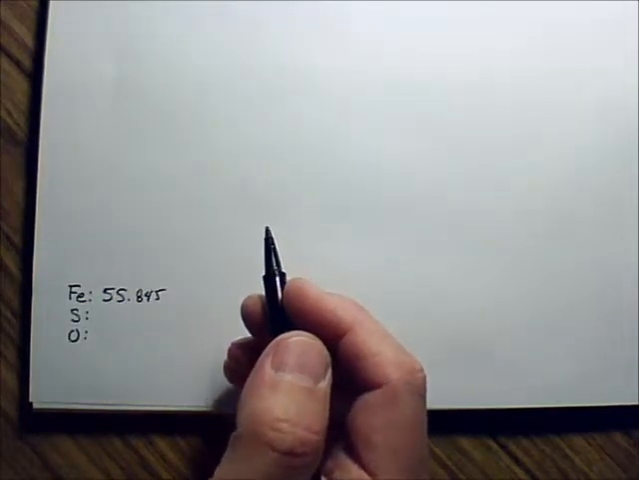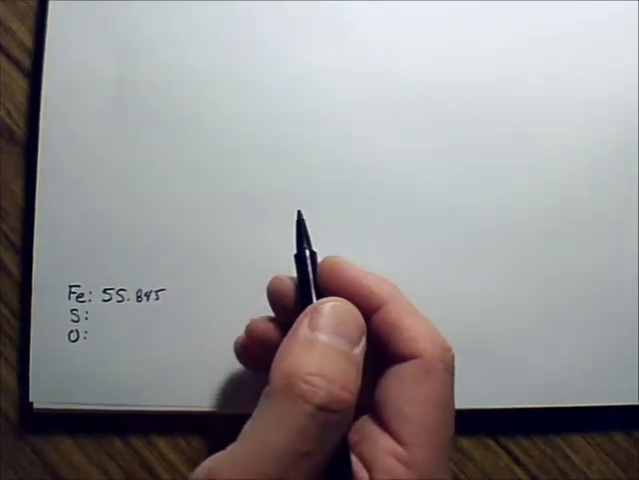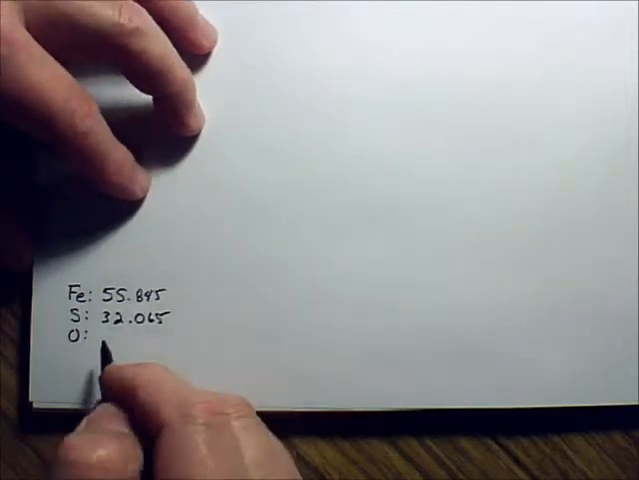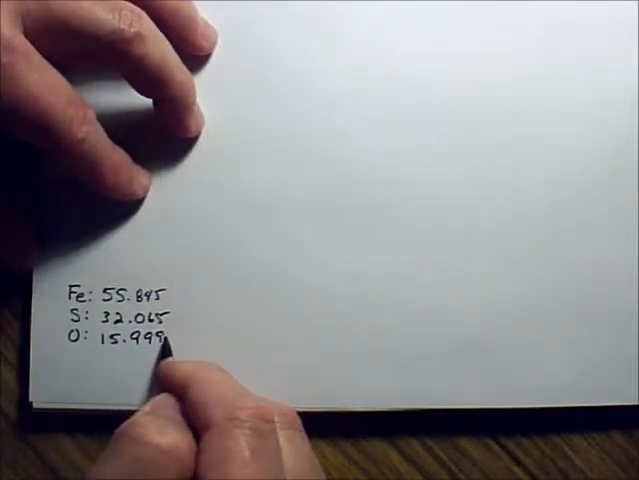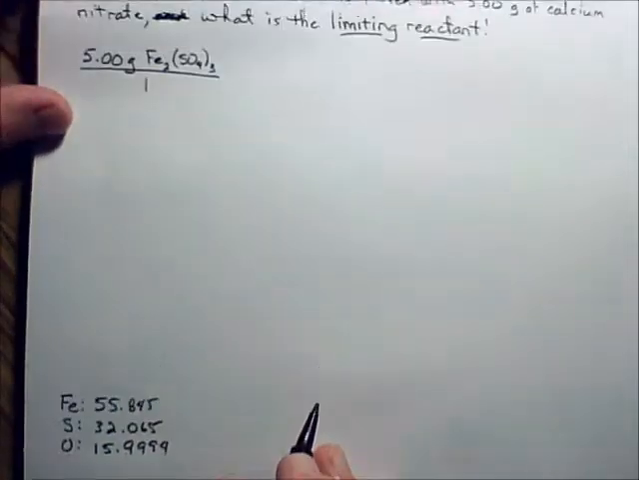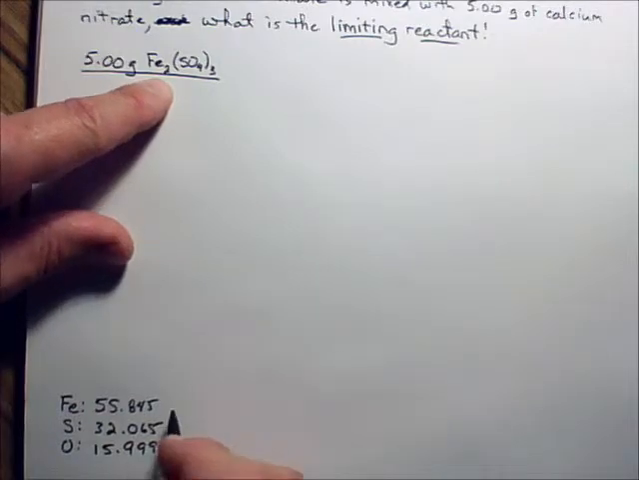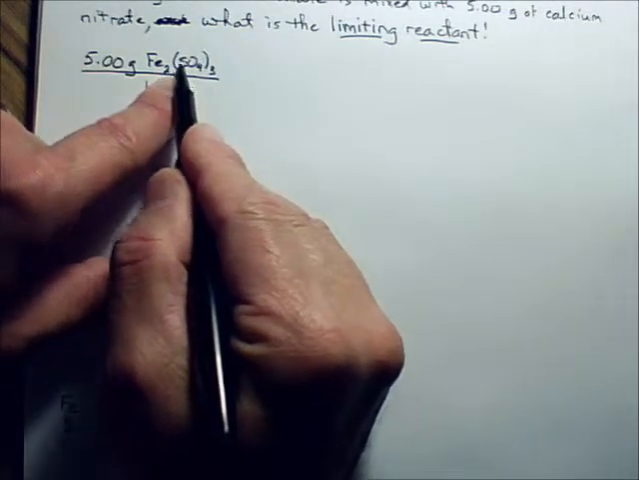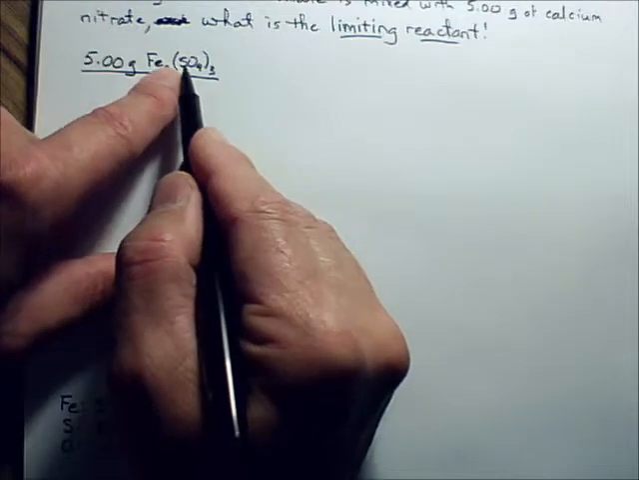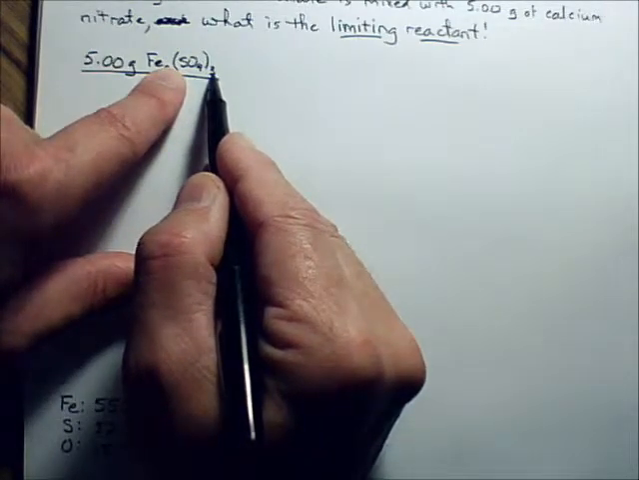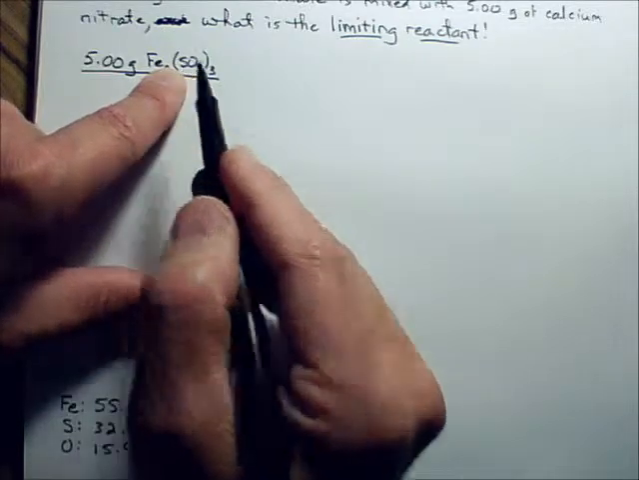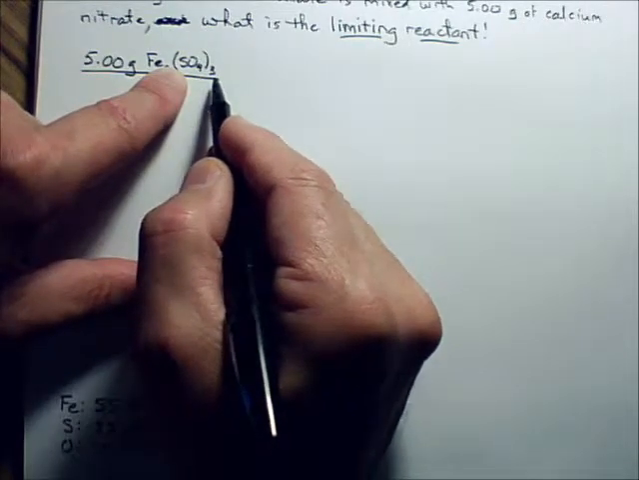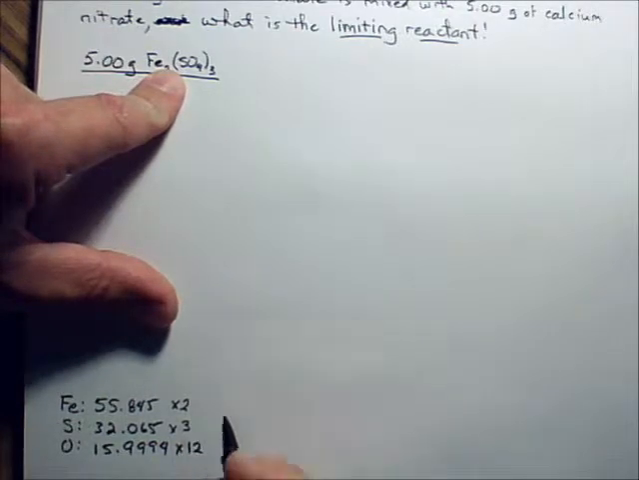And sulfur, does everybody have out their test references? Are you following along with me? Right here, 32.065 is sulfur. And oxygen is 15.9994. Looking back at the formula, I have 2 irons, so I'm going to have to multiply this mass by 2. This 3 outside the parentheses means that I have 3 sulfate polyatomic ions. Each sulfate has 1 sulfur, so I have a total of 3 sulfurs. And since each sulfate has 4 oxygens and I have 3 sulfates, that means I have a total of 12 oxygens.